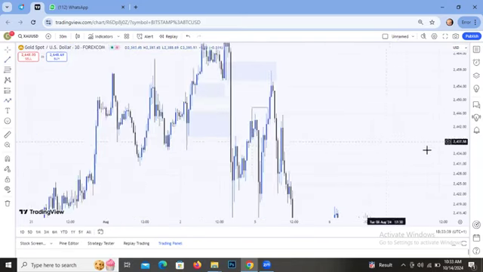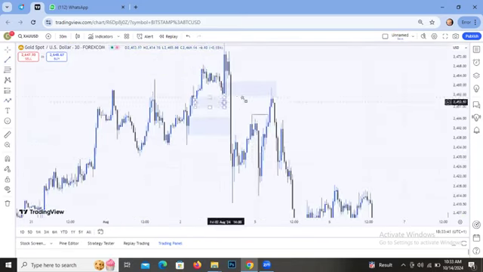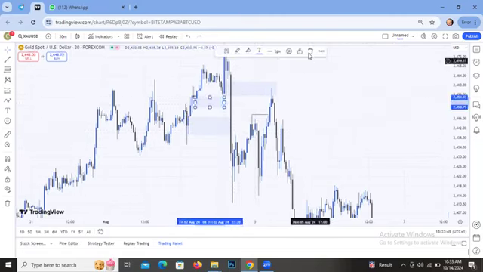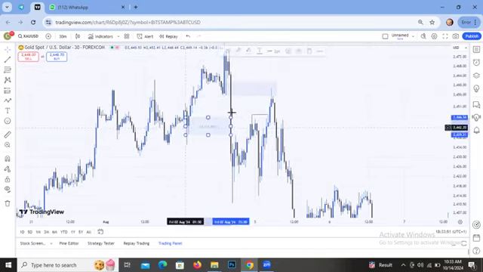Did you guys understand? So this is the first failed order block. The market will use all these ones to create liquidity for that first one to be valid. Are you guys understanding?